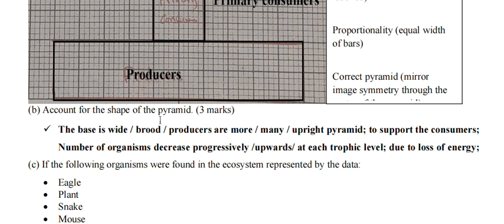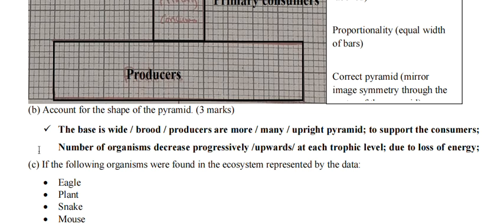Then let's look at part B. Account for the shape of the pyramid. The shape of the pyramid is upright, or you can say the base is wide or broad, or producers are more or many to support the consumers.